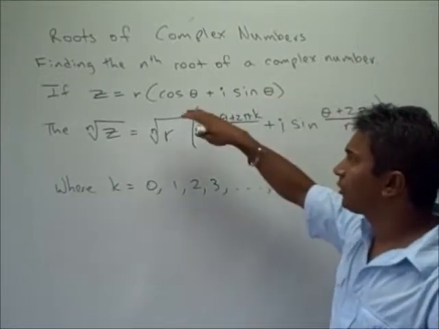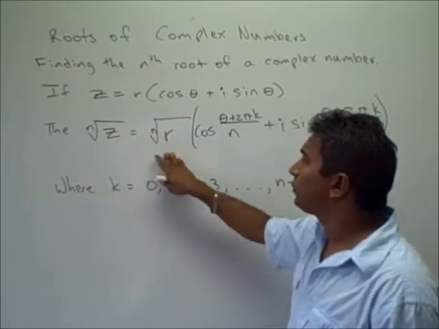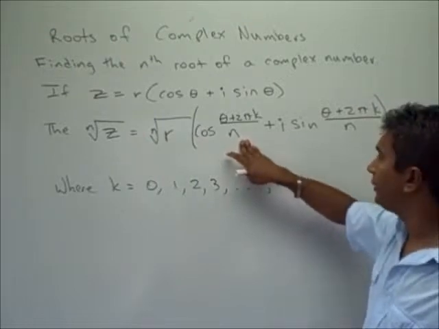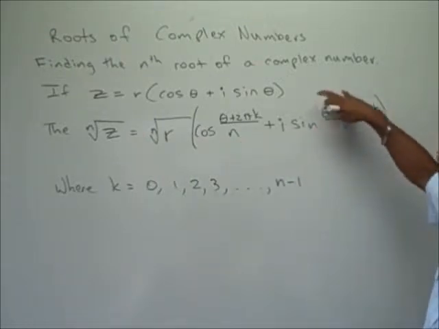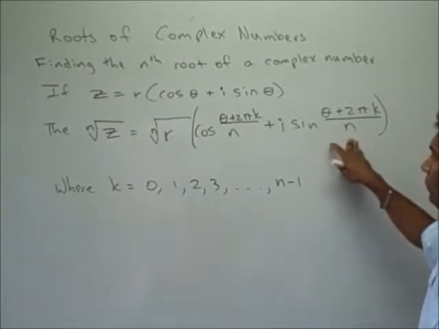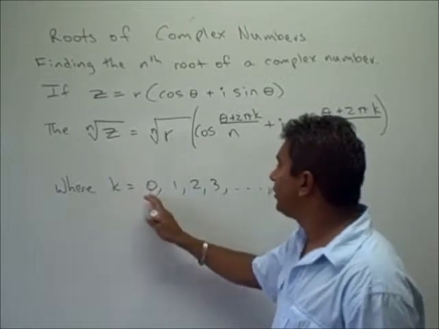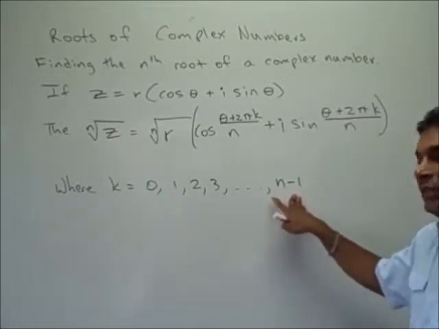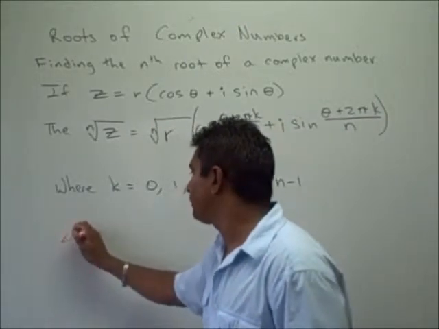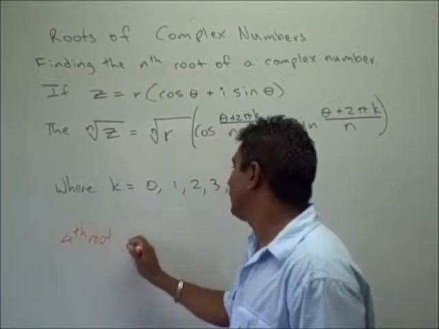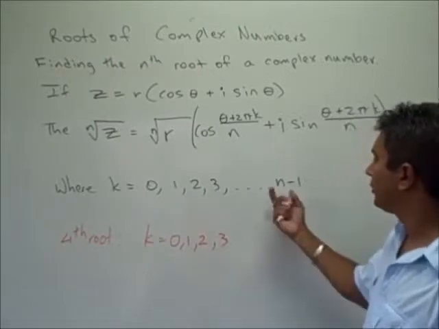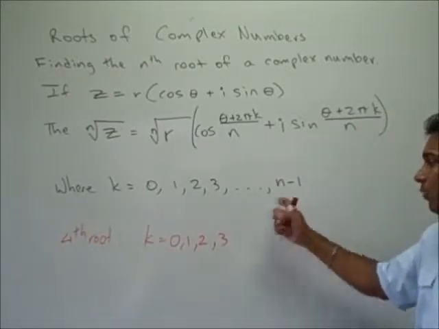To find the nth root of this complex number, we find the nth root of r times (cosine of (theta plus 2 pi k) over n plus i times the sine of (theta plus 2 pi k) over n), where n is the root we're finding again. Now k is equal to 0, 1, 2, 3, up to 1 less than the root we're finding. So if we're finding the 4th root, then k would be equal to 0, 1, 2, 3, since it's 1 less than the 4th root, or 1 less than 4, which is 3.